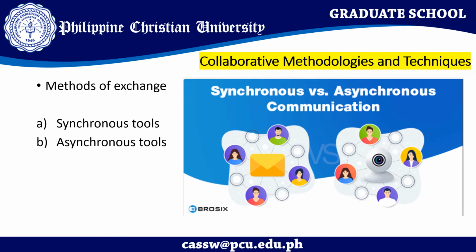Next is the methods of exchange. There are two methods of exchange, and these are synchronous tools and asynchronous tools. Synchronous tools such as instant messaging or video conferencing enable real-time collaboration. The phone is also widely used and enables employees to quickly access information on a specific topic. Synchronous communication can be in person or virtual, scheduled, or impromptu. Some synchronous communication examples can include phone calls, video conferencing, in-person meetings, water cooler conversation, and instant messaging.